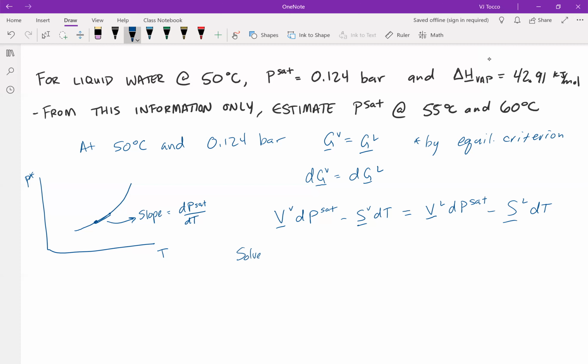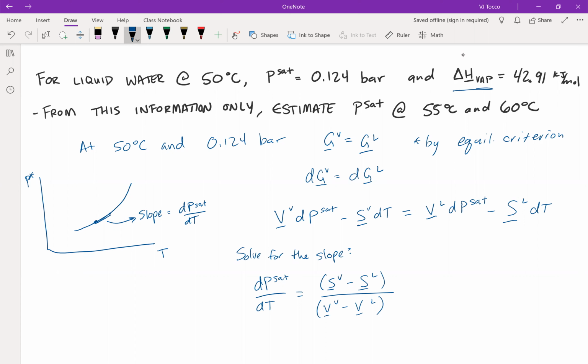So I want to solve for the slope, dP sat over dT. Pause the video and try to solve that. This equation looks potentially useful. The only problem is, if we could use the steam tables, we could look up the entropy of the vapor and the entropy of the liquid for water at whatever temperature we wanted. But remember, we can't use the steam tables for this particular problem. We're limited to only using what we have available.